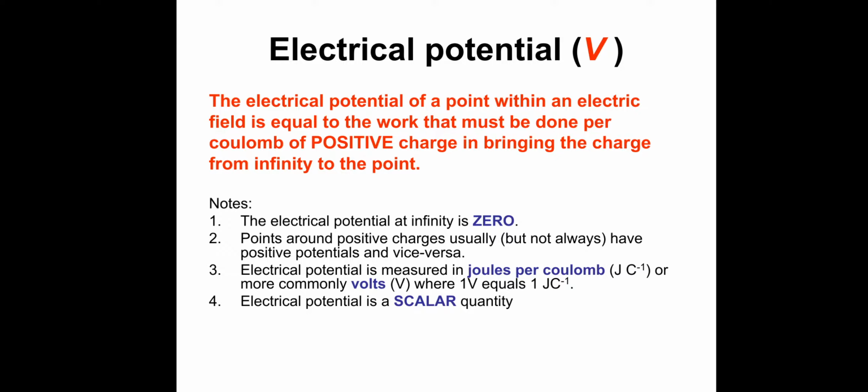You need to be mindful that, if we just do a quick comparison, the electric force is a vector, electric field strength is a vector, electric potential is a scalar. It's the same with gravity. Gravitational force is a vector, gravitational field strength is a vector, gravitational potential is a scalar. So be mindful of that. So let's have a look. What's the equation?